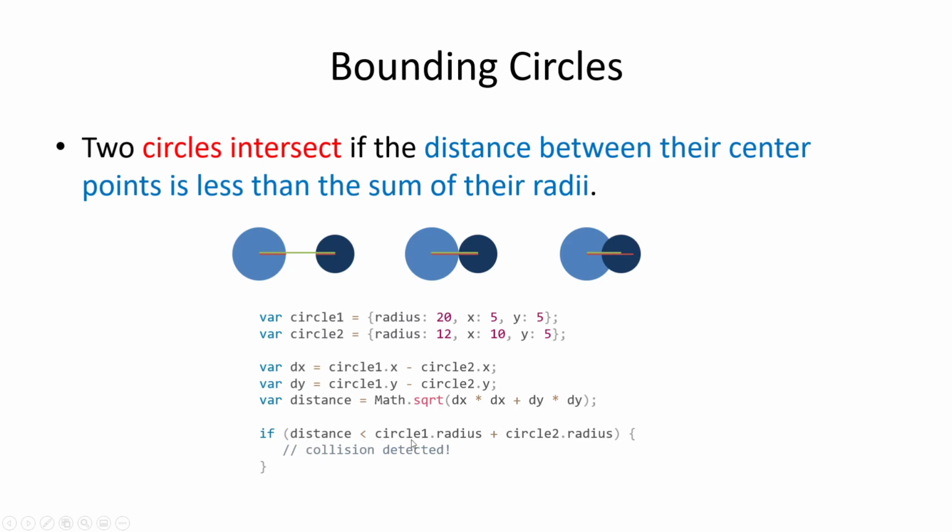Check to see if the distance is less than the sum of the radius. If it is, boom, we've got a collision. So here I've just got a comment that says collision detected, because this is where we put the collision handling logic. And I'm going to leave that to a different topic.